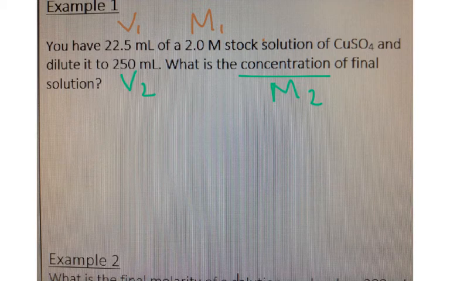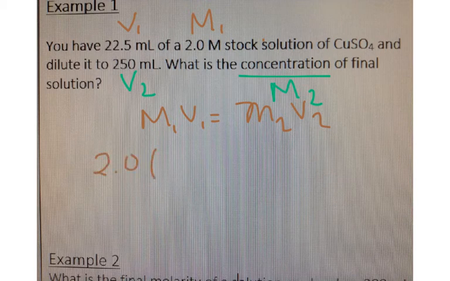It does not matter in the formula what you assign as M1 or M2. What does matter is that you align molarities with the correct volume on each given side. So now I'm going to do the formula of M1 V1 equals M2 V2. And so now solving this, I've got M, which is 2.0, times my volume, which is 22.5. Notice that I am keeping it at 22.5 milliliters.